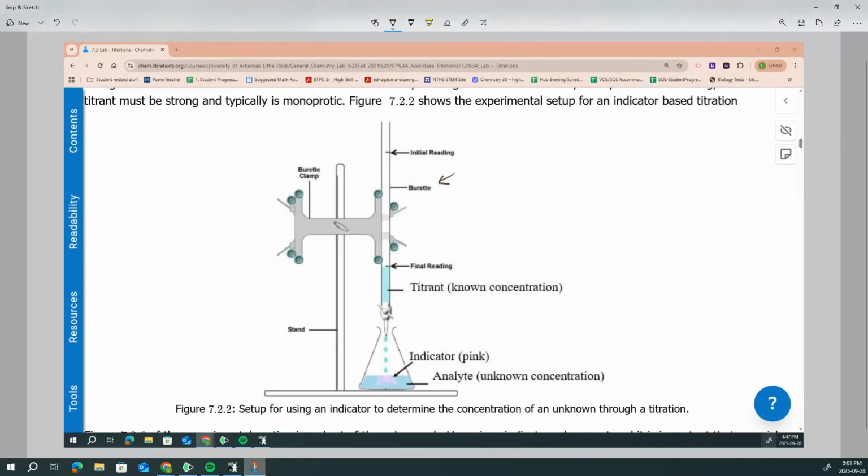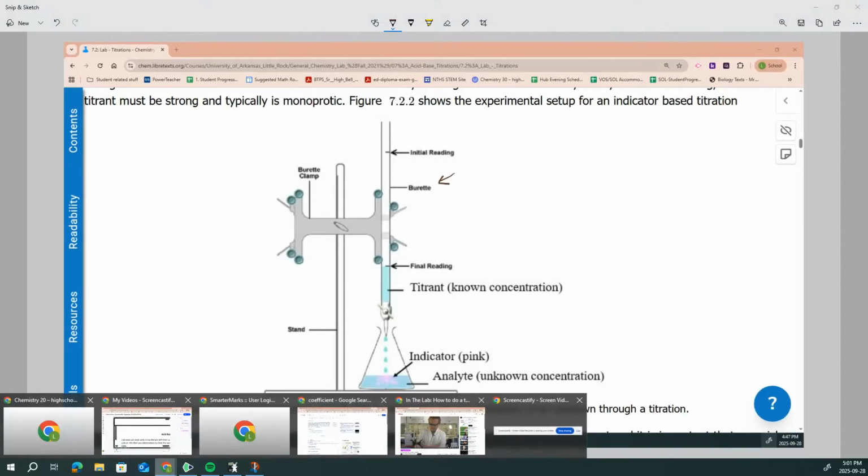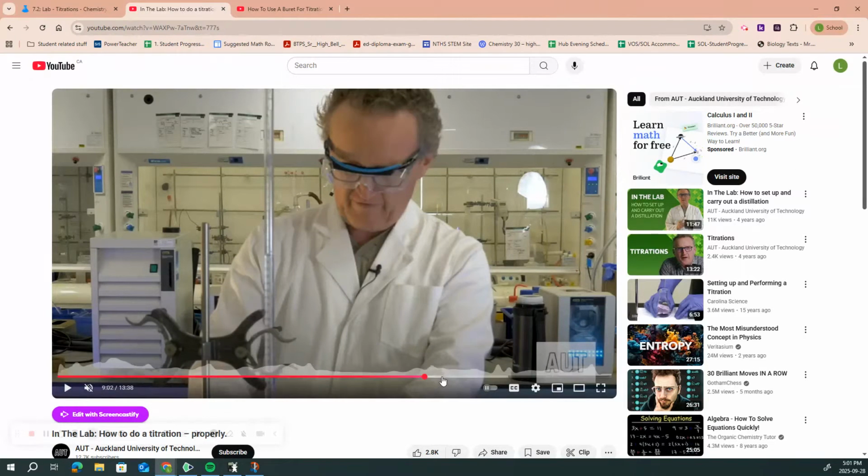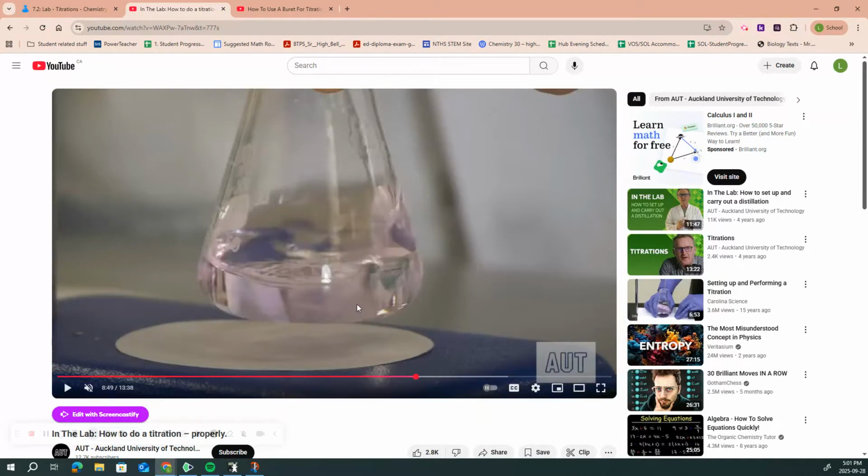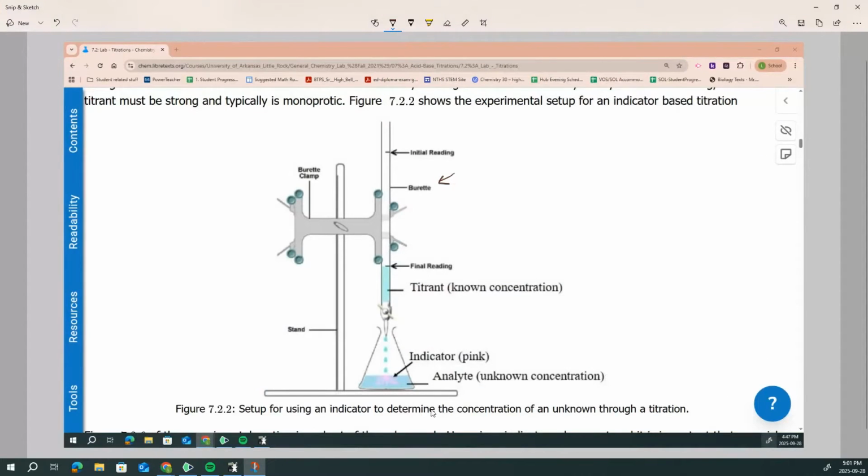If we look at our screen grab, actually I'm going to go back to the video here. So the sample is what is in this Erlenmeyer flask, and that's what we don't know the concentration of. In our other diagram, we called it the analyte or sample, same thing.